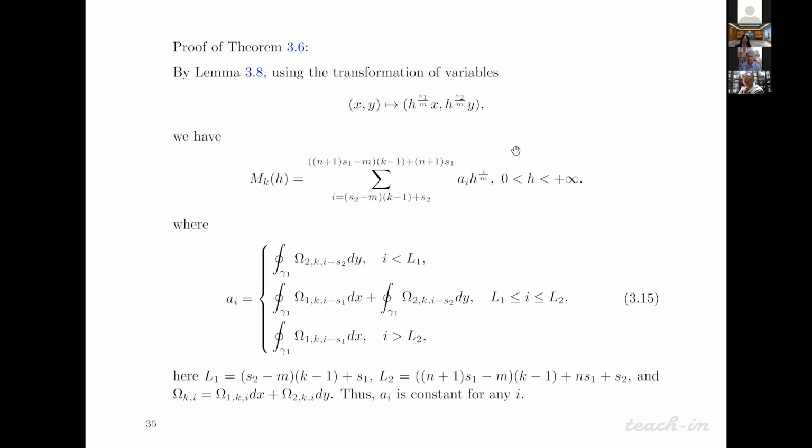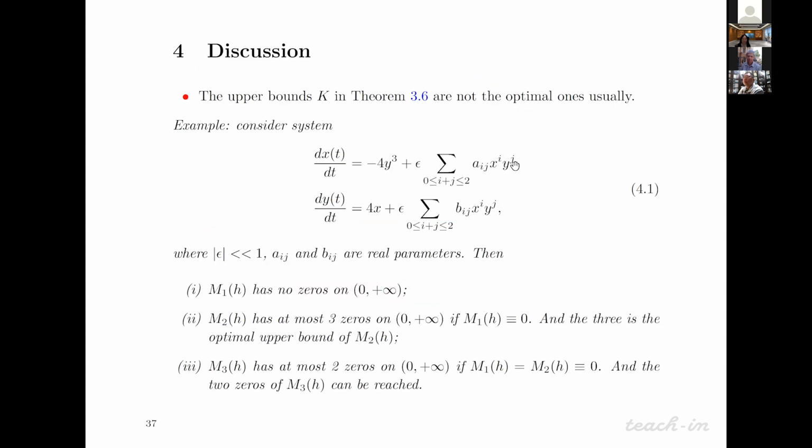Lastly, we say the upper bounds in theorem 3.0 and theorem 3.6 are not optimal. Usually, we give an example to show this. This is a Hamiltonian, but it's a quasi-homogeneous function. We put the perturbation. This is a polynomial of degree 2.